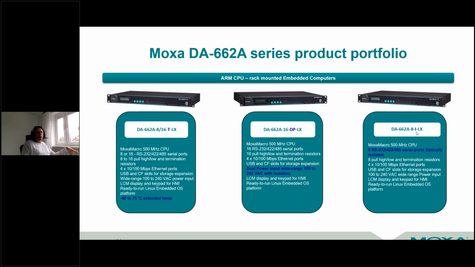In this case, DA-662A-8-I-LX has 8 RS-232, 422, 485 serial ports, which are optically isolated and has in all of them built in pull up, down, and termination resistor, which can save the costs for buying external resistors and wire them in such maybe narrow space where this device can be installed.